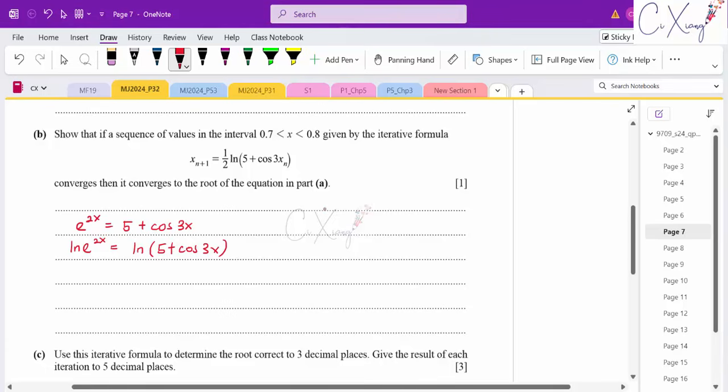I think the answer is quite obvious really. I pull the power 2x in front, so it becomes 2x ln e equals ln(5 plus cos 3x). Then you should know a small concept here: ln is log base e, so ln e should equal 1. So you have only 2x on the left. Therefore, if I move the 2 over, I have 1 over 2 ln(5 plus cos 3x).